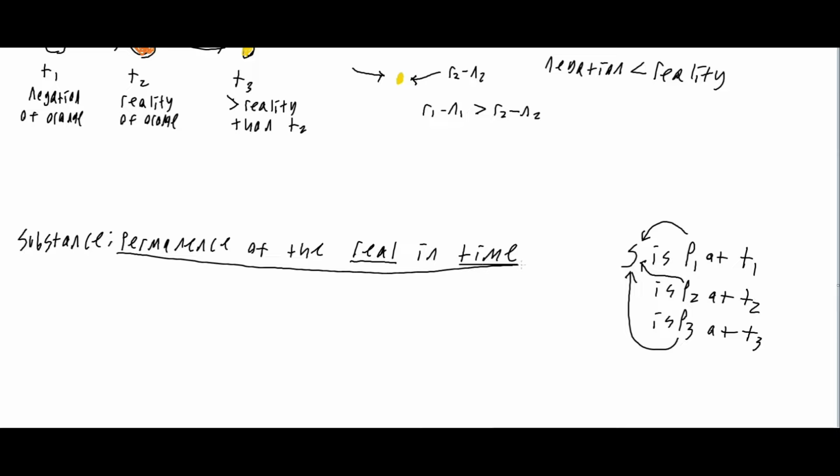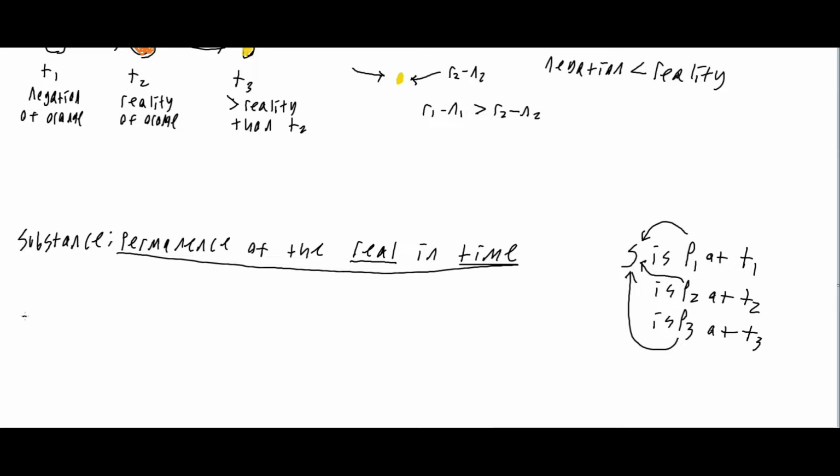And so the car at T1 is going 20 miles per hour. That's the real at time T1, but all other miles per hour are sort of negated at time T1. But then at time T2, the 20 miles per hour is negated. Now the 21 miles per hour is real. But we have this permanence in time, and that is the substance. The car at both T1 and T2 is the same car, and so that is the permanence of the real in time.